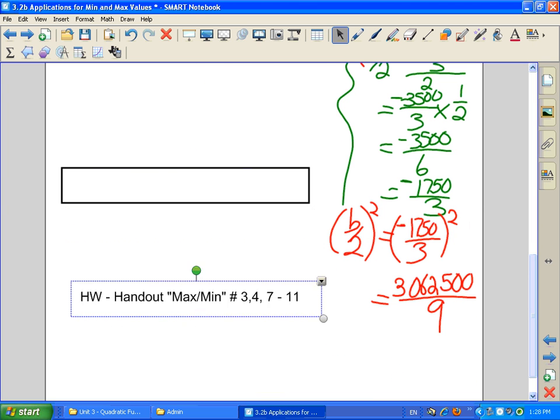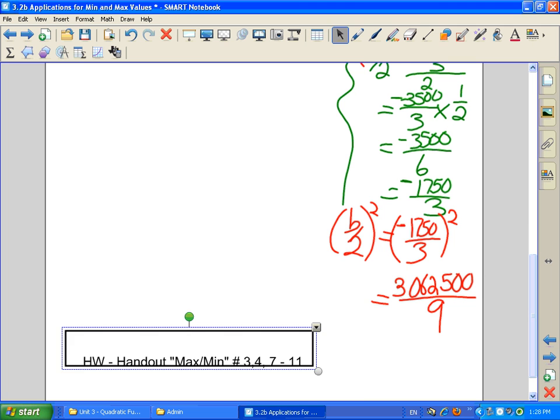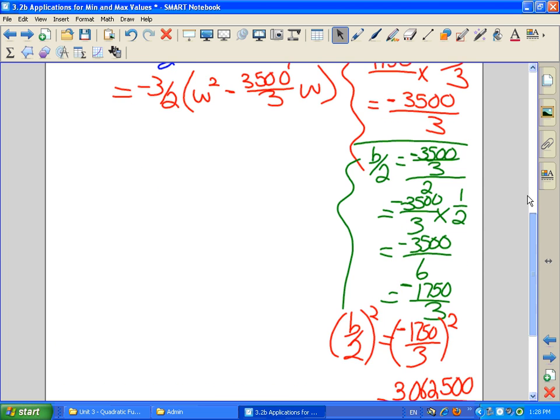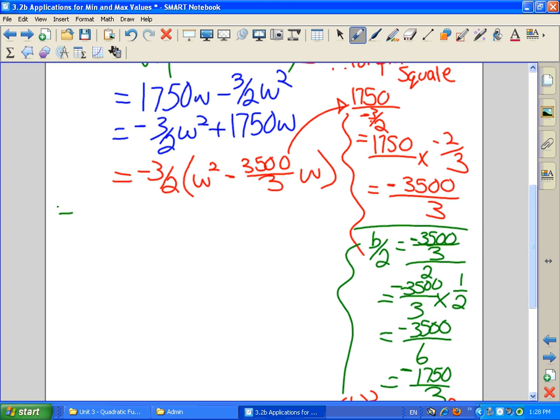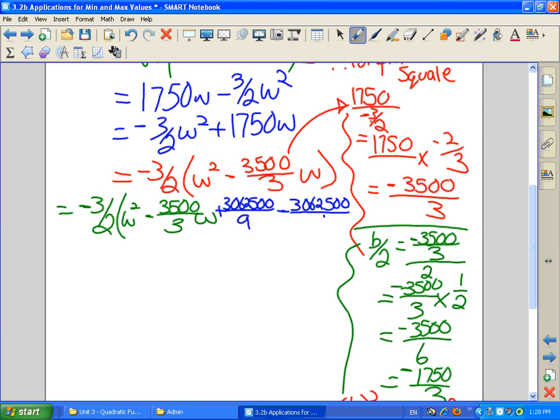Again, spacing is always an issue in a class. I'm not sure how much room we're going to need. So I'm just going to move this over because we've got some big numbers coming in. So we've got W squared minus 3,500 over 3 W. Now we're going to add and subtract this value. So we're going to add the 3,062,500 all divided by 9, and then we're going to subtract the 3,062,500 all over 9.